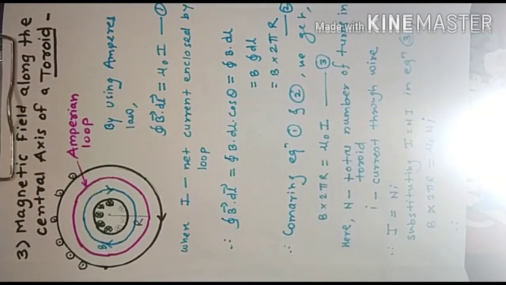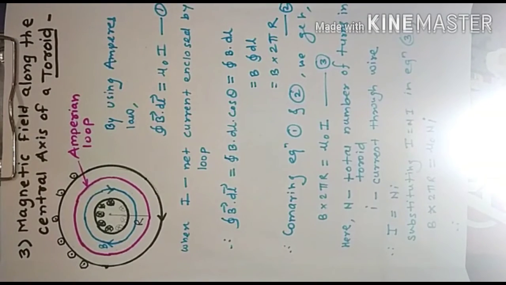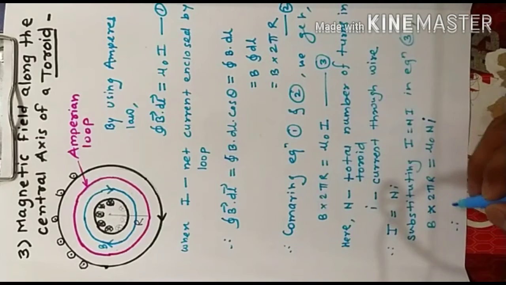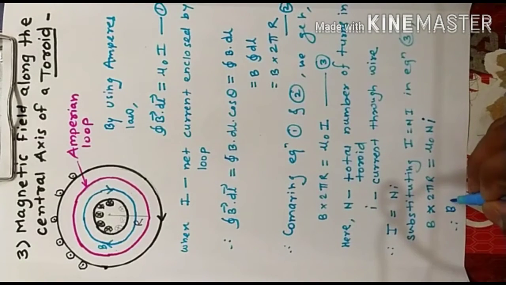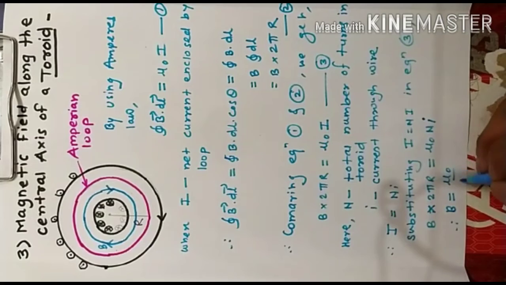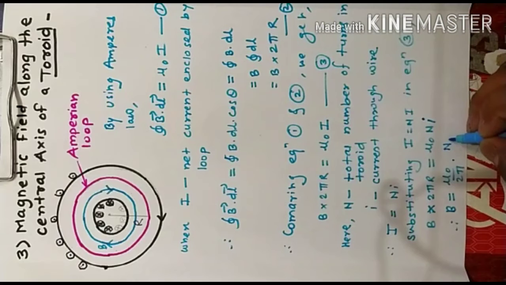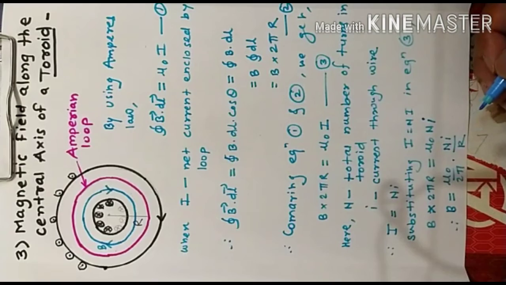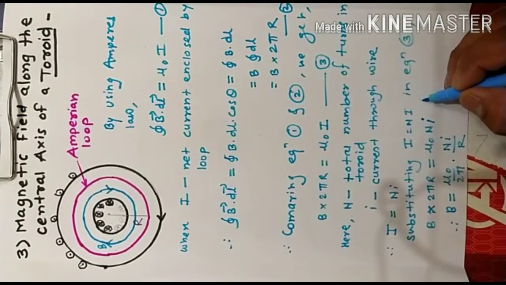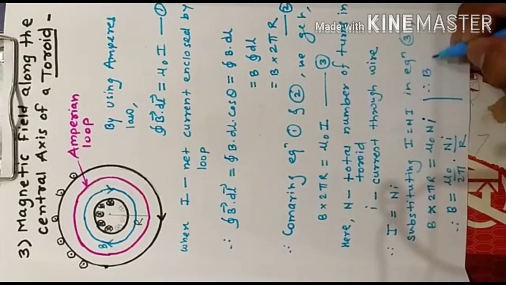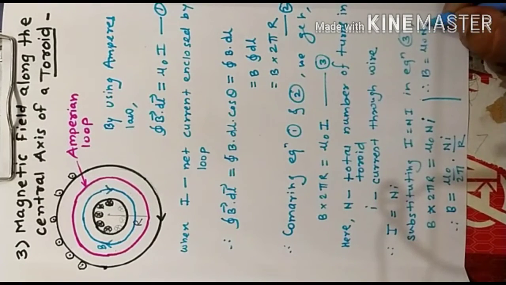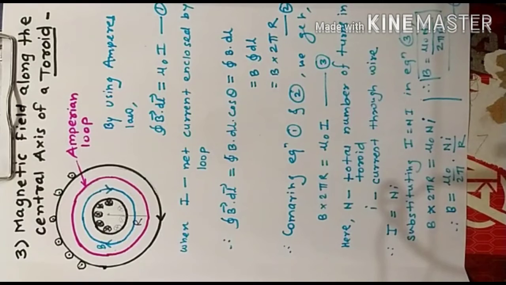Therefore B is equal to mu naught upon 2 pi into N I divided by r, and thus B is equal to mu naught N I divided by 2 pi r. This is equation number 4.